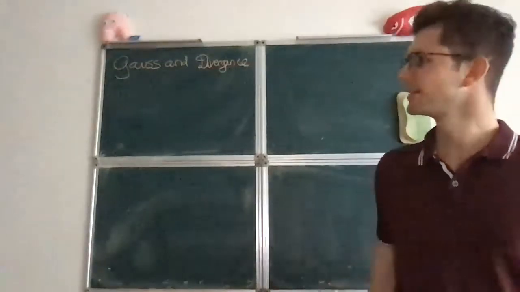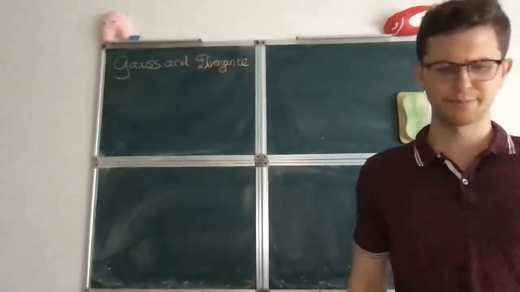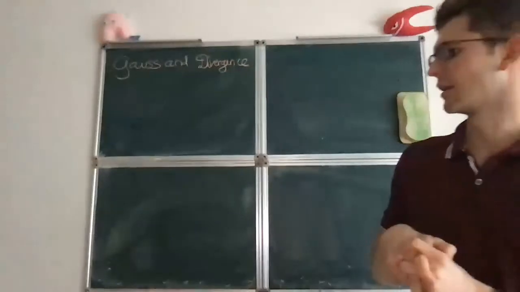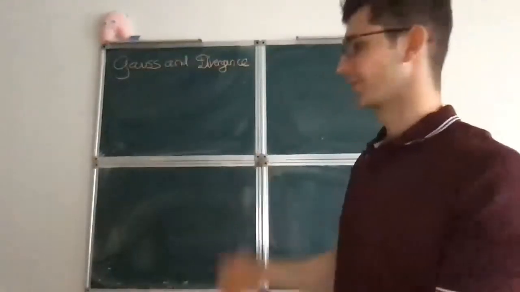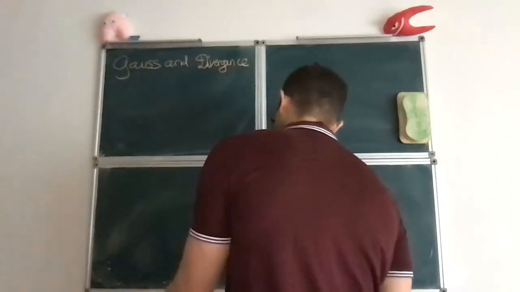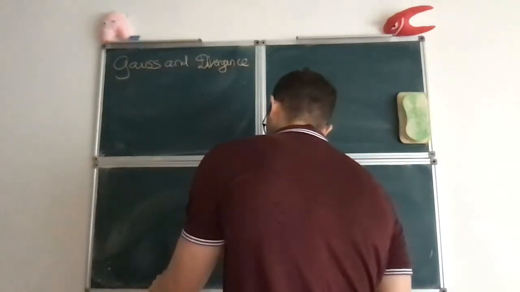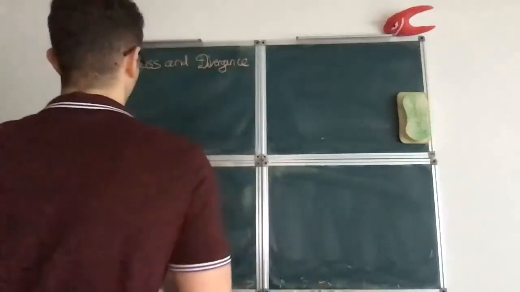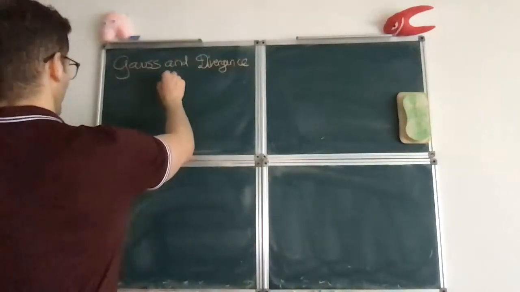Now we can finally discuss the last theorem of the course, which is Gauss's theorem, sometimes also called the divergence theorem. This is a theorem that allows you to compute the flux in a different way. So now imagine, here's what you should have in mind.